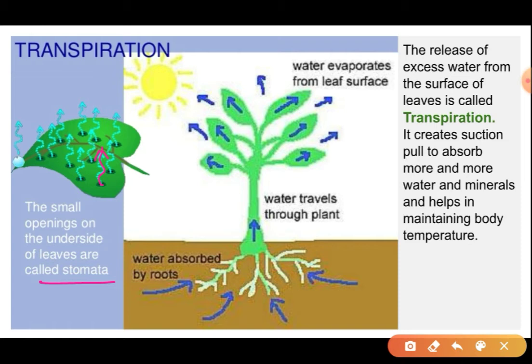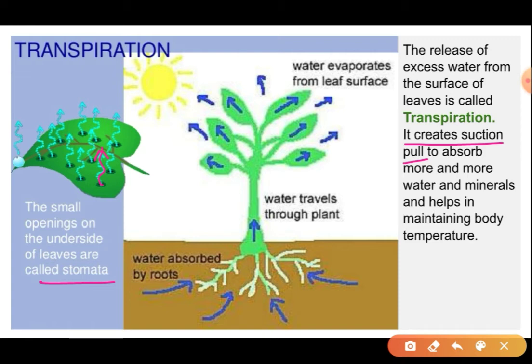How is this transpiration important to plants? Transpiration creates a suction pull to absorb more and more water upward. Suction pull means like we suck a cold drink with a straw. So we suck the cold drink upward.